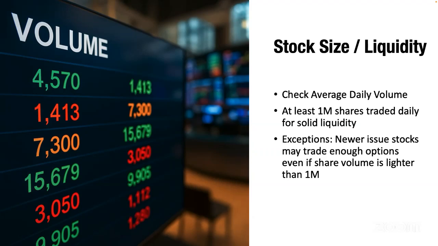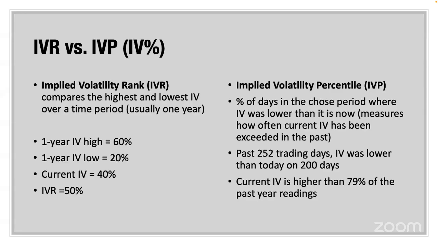So again, volume, and you can also set market cap, but that's a little different because it's not really impacting what's traded or what might be traded on the option exchange. And then we start looking for implied volatility. And I like implied volatility rank, which compares the highest and lowest IV over a time period, usually 1 year. That's the most common IVR.